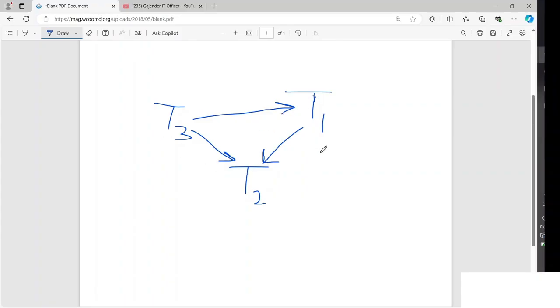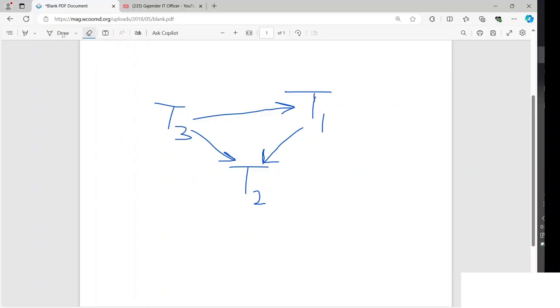When will it be a cycle? Let's suppose there is a graph like this, then it will create a cycle. Why? From T3, let's suppose you go to T1, from T1 you go to T2, now from T2 you go to T3, from T3 you go to T1. Okay? So it will create a cycle, but we don't find any like this.